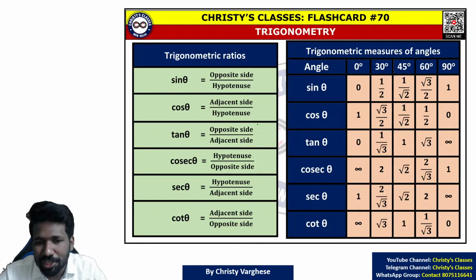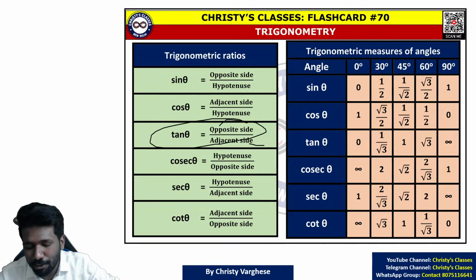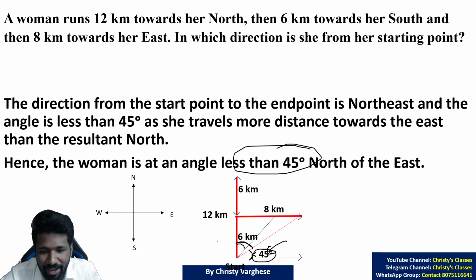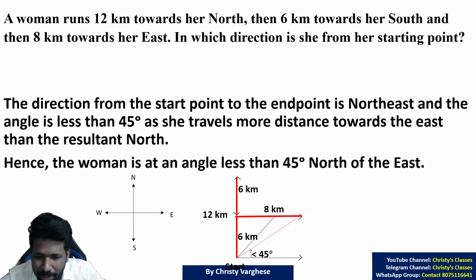Otherwise, if you are good with trigonometry, tan theta, if you know, that way also you can do. Many of you are actually of non-math background. For non-math background, the first geometrical explanation may be easier. For math background students, you can use trigonometry also, because this is 6, this is 8.